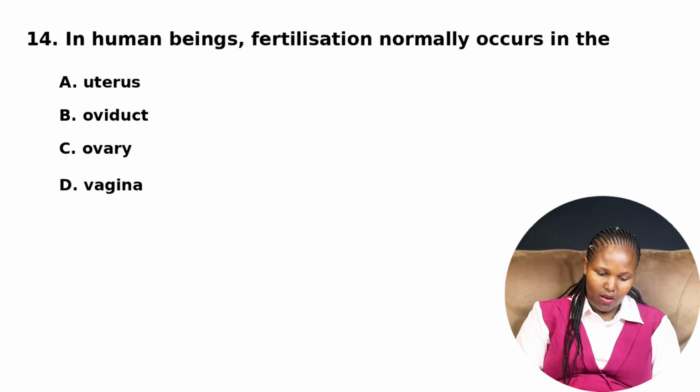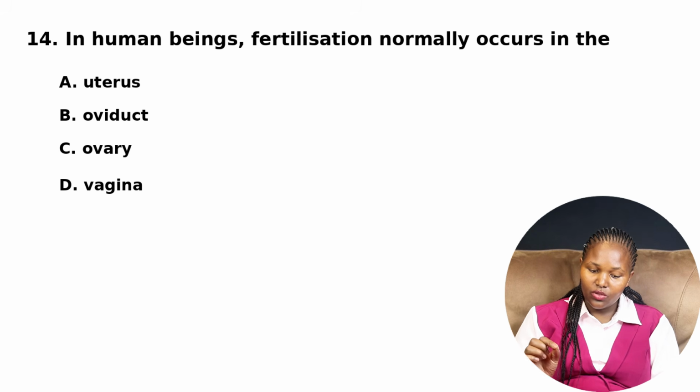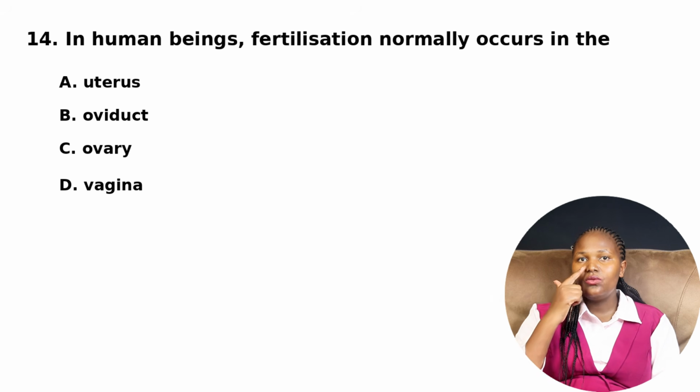Now, I'm going to look at the other options. The uterus. Why is the uterus not correct? Because the embryo will later develop in the uterus. But remember, this is not where fertilization has occurred. The question is asking about fertilization. It is occurring in the oviduct, but that embryo, as it forms, will later develop in the uterus.